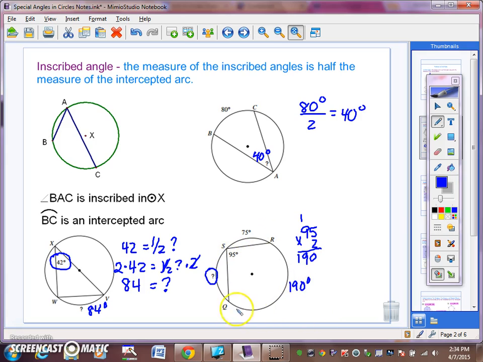Well, I know a circle has 360 degrees. So 190 plus 75 gives me 265. And 360 minus 265, got to borrow, that gives me 5. Got to borrow, that gives me 15. That gives me 95 degrees. So my arc from S to Q is going to be 95 degrees.